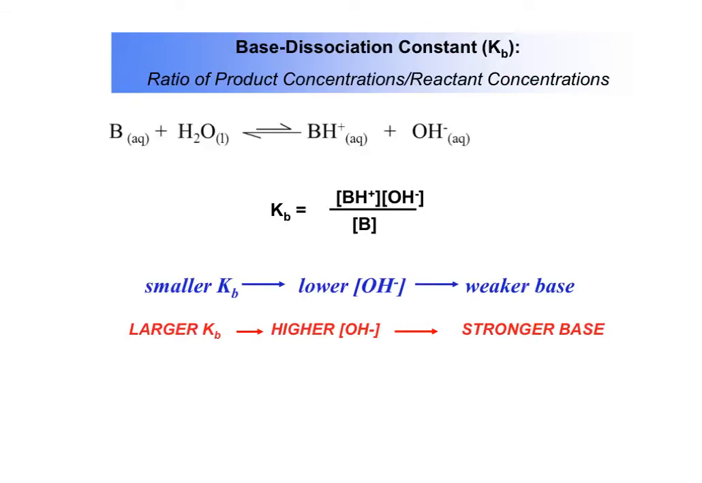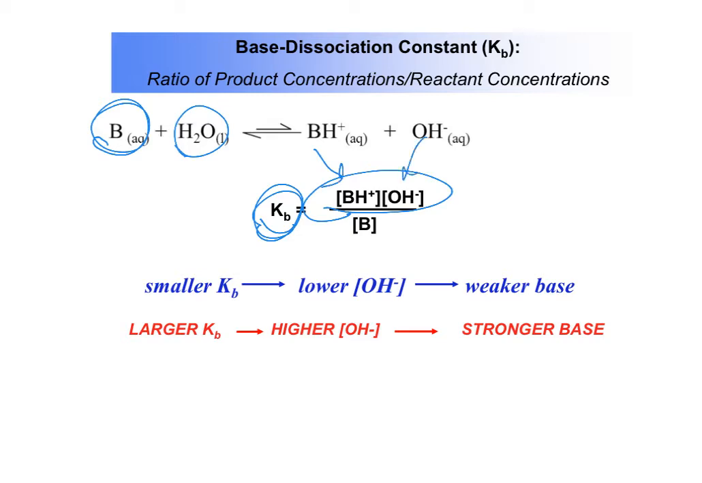There are also Kbs for weak bases. If we call B just some generic base, which abstracts a proton from the acid, we can write an expression for Kb. Again, products on top, as with all equilibrium constants. Water is left out of the equilibrium expression, and the reactant is on the bottom. So it's a similar type of relationship: the larger the value of Kb, the more hydroxide there is present, and therefore the stronger the base.